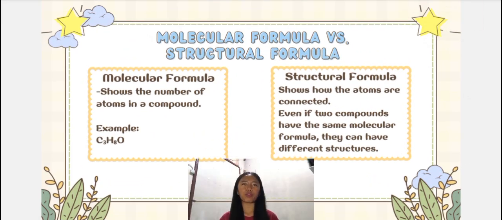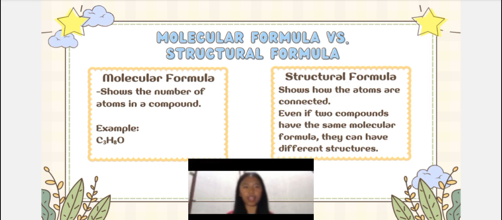Next is the difference between molecular formula and structural formula. So, ang molecular formula only tells us the number of atoms in a compound. For example, C3H8O means the compound has 3 carbon atoms, 8 hydrogen atoms, and 1 oxygen atom. On the other hand, ang structural formula shows how these atoms are connected. So, two compounds can have the same molecular formula but different structural formulas.